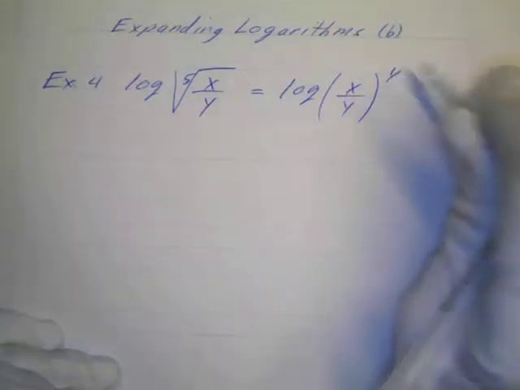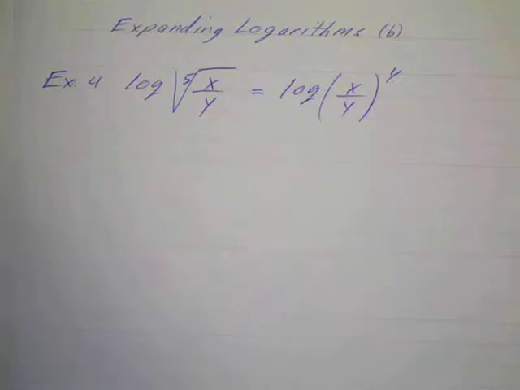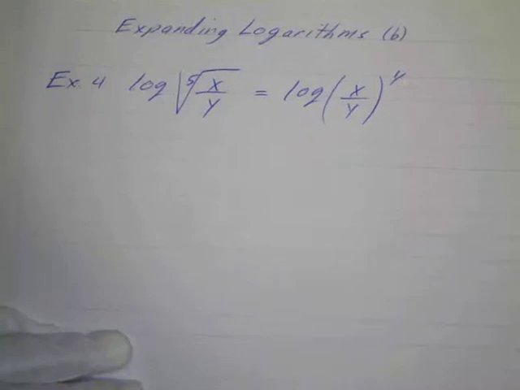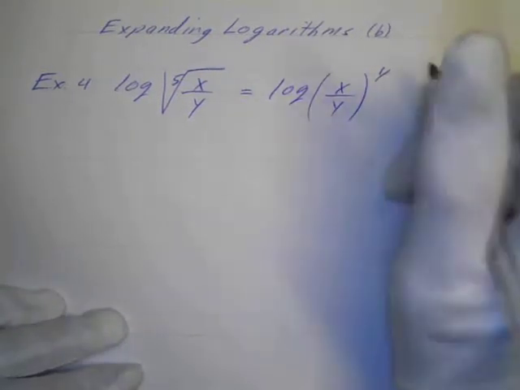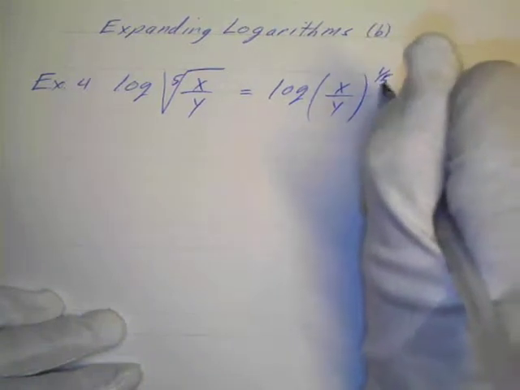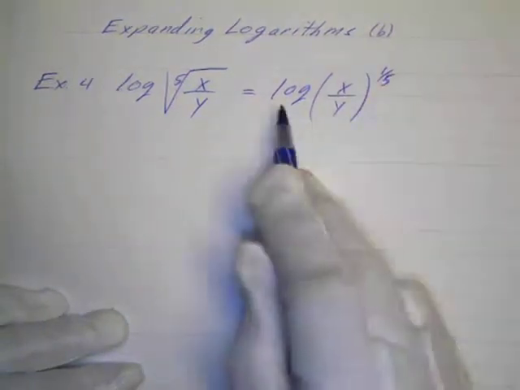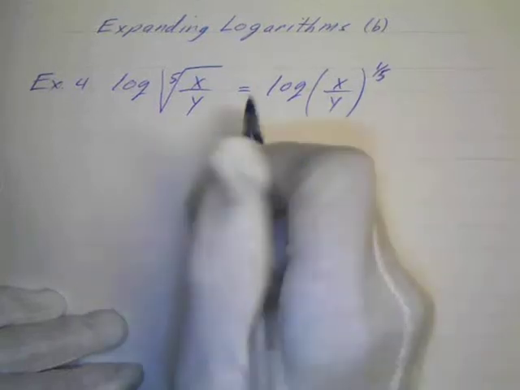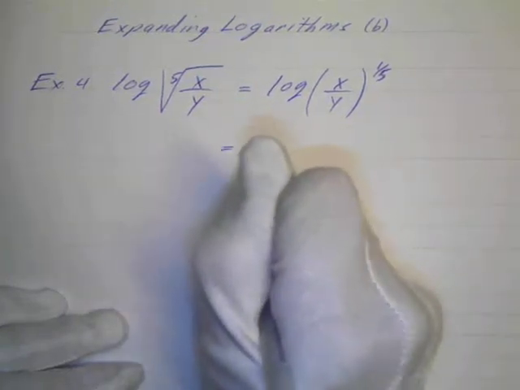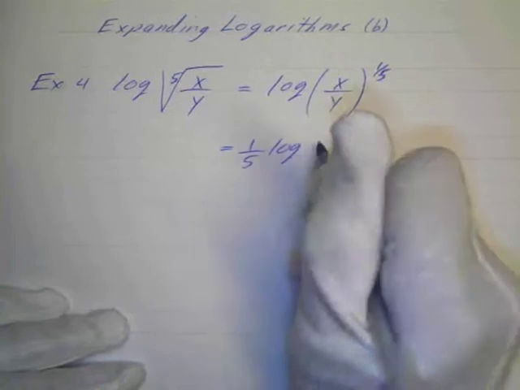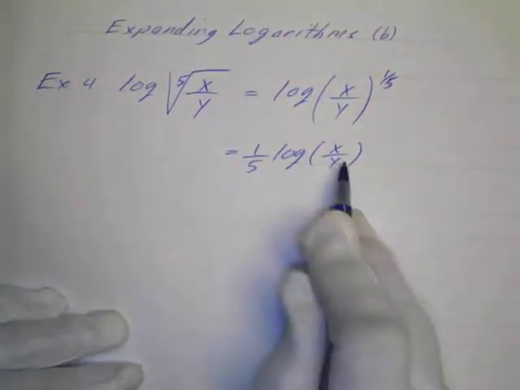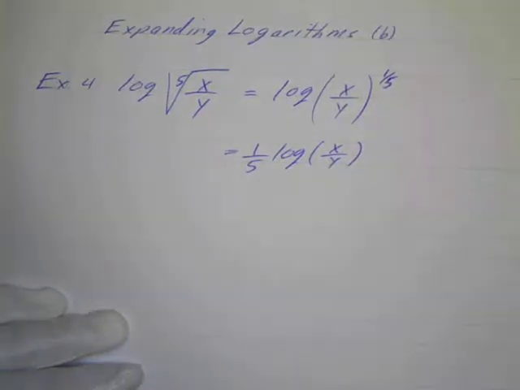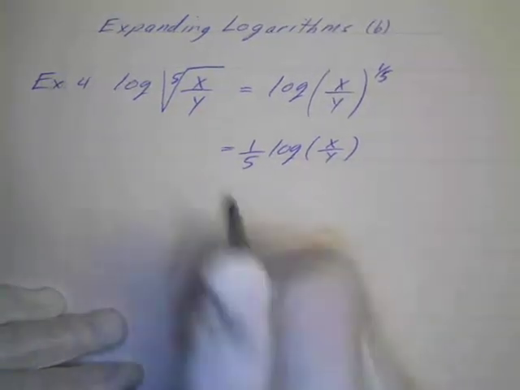Usually I use pencil, and that's what I suggest you use, but pencil would be a little bit hard to see. So that's the 1/5 power. Now I can apply my power rule, and I could put the 1/5 in front, so that's going to equal 1/5 times the log of x over y. And now I can apply the quotient rule to this. Now remember, it's a 1/5 out in front, so that 1/5 will be times everything to the right, so I have to use a parentheses.